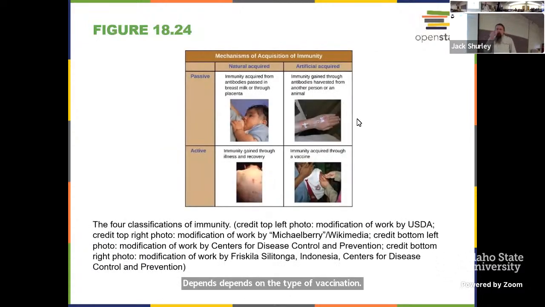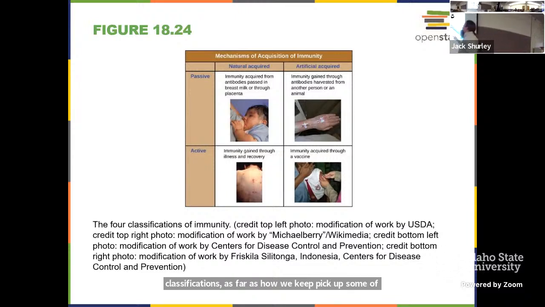So I think we're close to the end of this chapter. There are a handful of different ideas as far as how we pick up some of our immunity in the first place. It could be naturally acquired or artificially acquired. And with each of those, it might be passive or it could be active, right? So 4 different ways, 4 different classifications as far as how we can pick up some of this immunity.